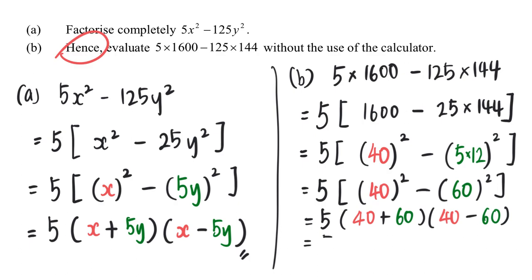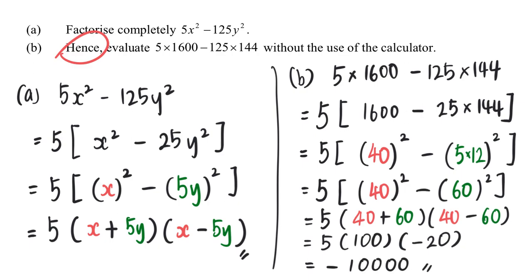And slowly and surely, 40 plus 60 is 100. This one is negative 20. So finally, I will get 5 times 100 times negative 20, which is negative 10,000. We have come to the end of this video.